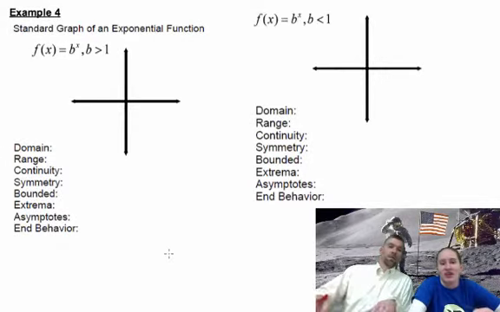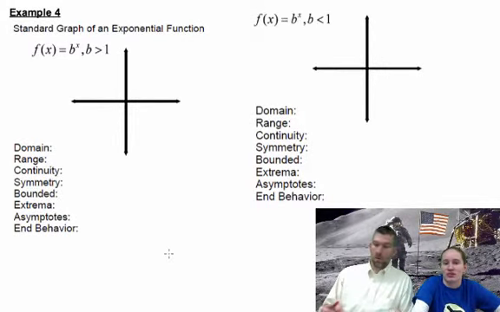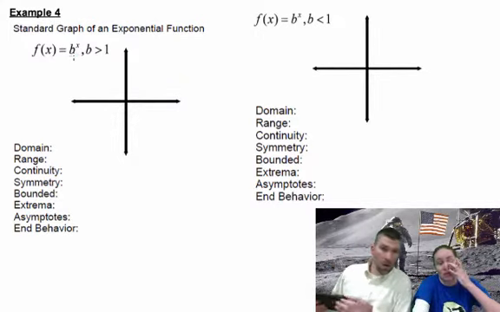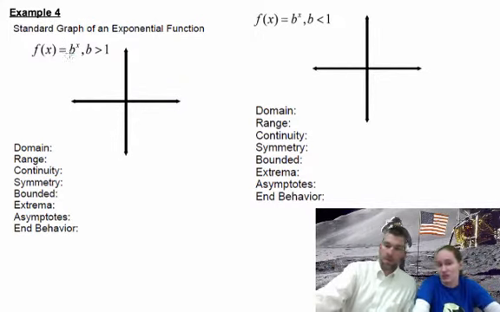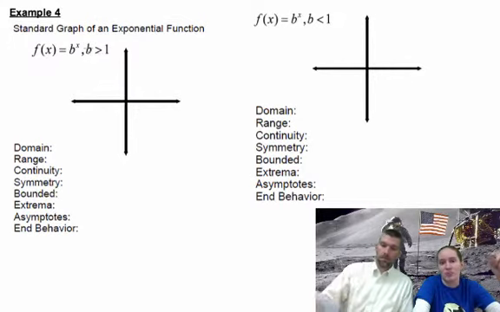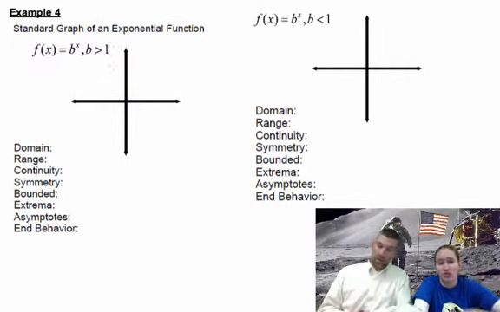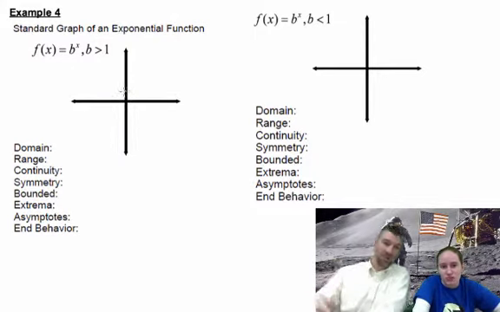Example 4, the standard graph of an exponential function, where we have b to the x. In this case, we just have a 1 in front of whatever's going on. If b is greater than 1, here's what's going to happen. This is exponential growth. And here's how fast exponential growth grows.